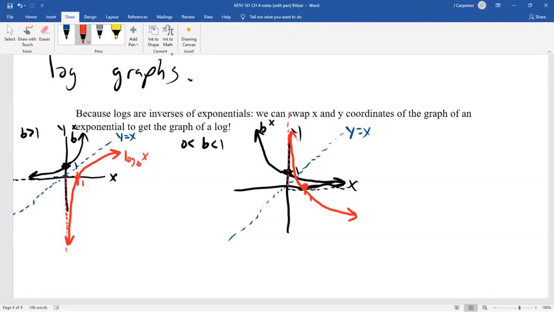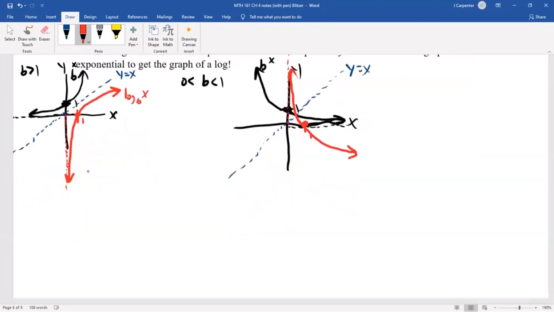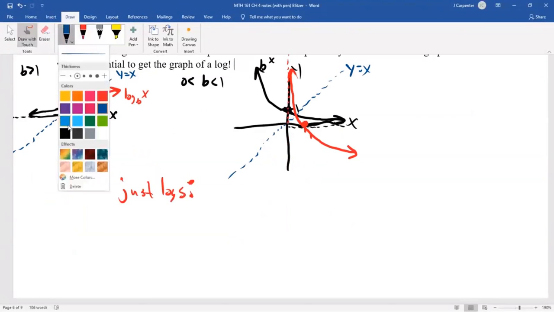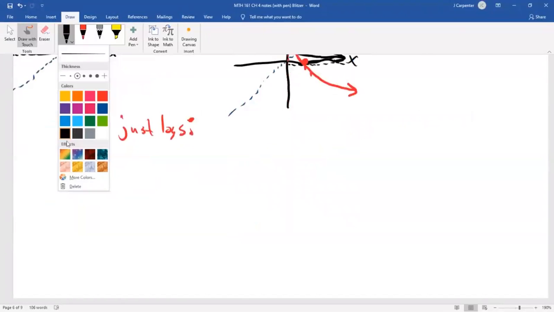So now, without all the nonsense, let's just get the graphs of the logarithms by themselves. So just the logs.